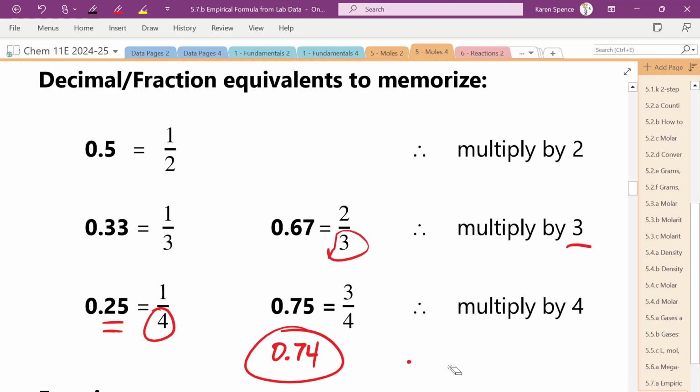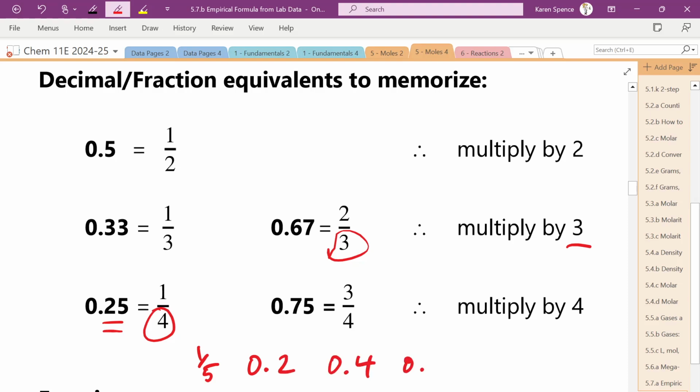There's always the outside possibility you might get a fifth, but it's very rare. What are your fifth fractions? What's 1/5? 0.2. What comes next? 0.4, 0.6, 0.8. All of those you would have to multiply by 5, okay?